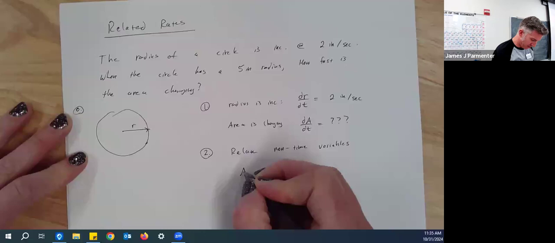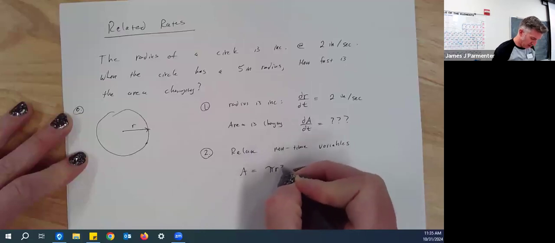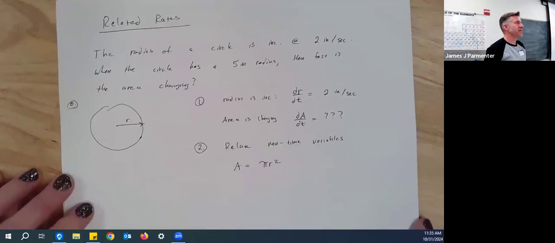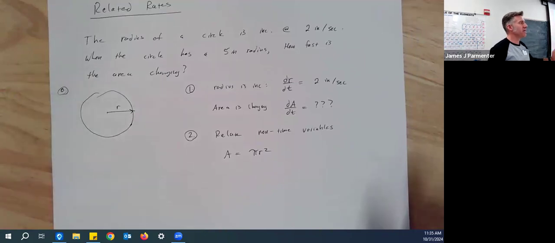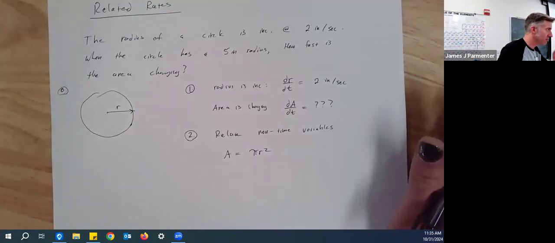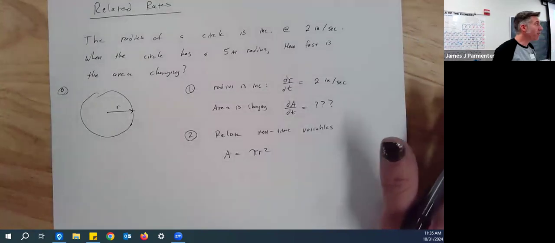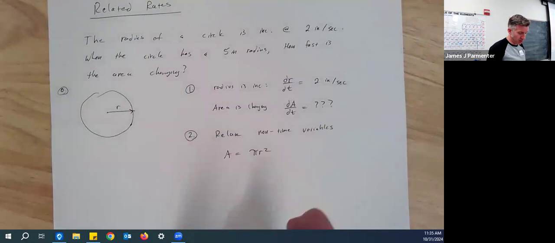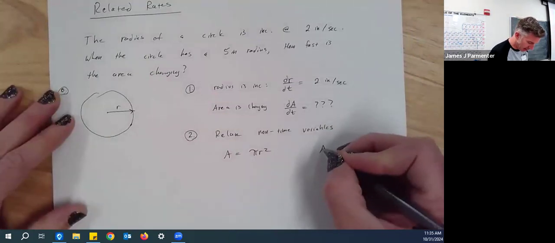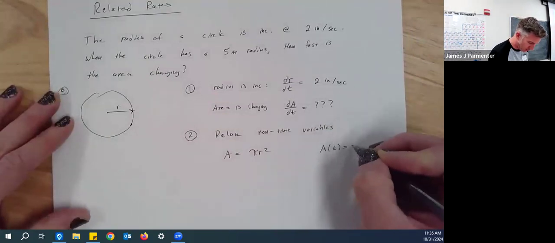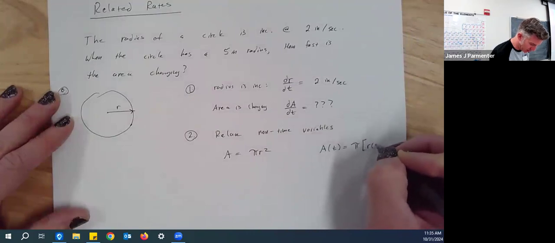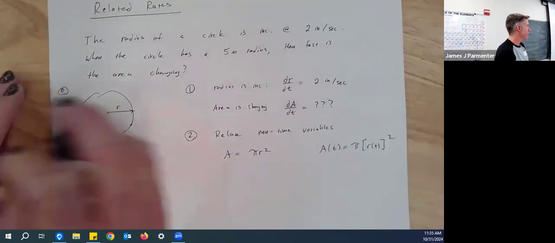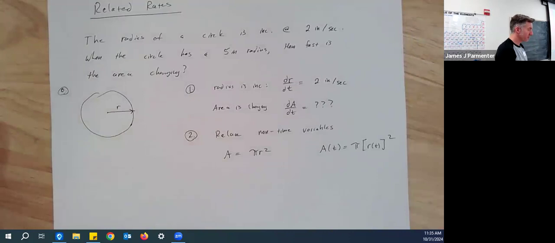In this case, it's area equals pi r squared. And although I wouldn't usually write this, I will point out we are making the implicit assumption that area and radius are functions of time. We're not writing that down, although you totally could write it as area as a function of time equals pi times radius as a function of time squared. Although you don't usually do that.